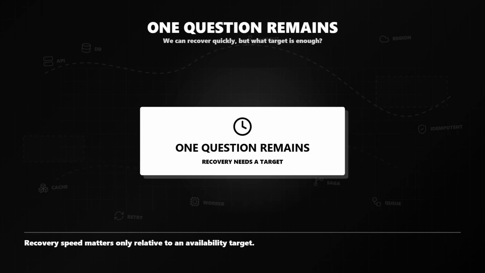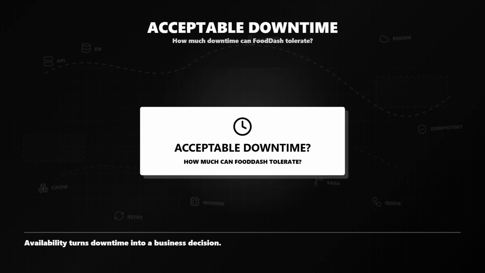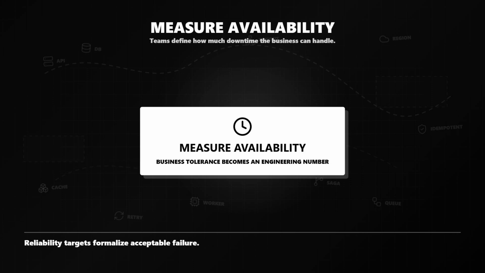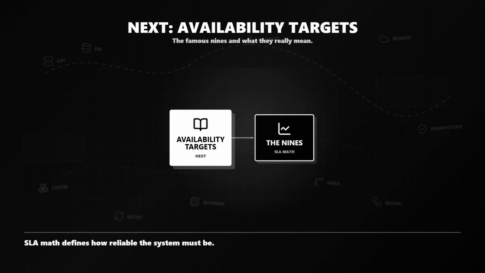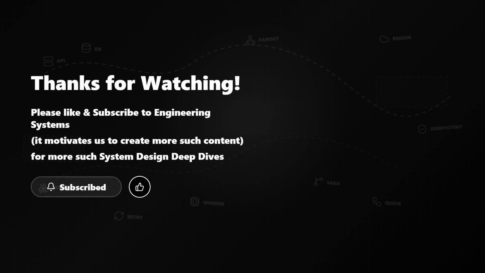But there is still one huge underlying question we haven't answered. Sure, we can recover quickly now, but how much downtime is actually acceptable for an app like FoodDash? I mean, how do engineering teams formally measure availability? How do they define exactly how much downtime the business can handle before it becomes a total disaster? Like, what do companies actually mean when they promise 99.9% availability? And why does every extra 9 in that number become exponentially more expensive to achieve? Well, that is exactly what we're going to be breaking down in our next explainer on availability targets and the famous 9s.